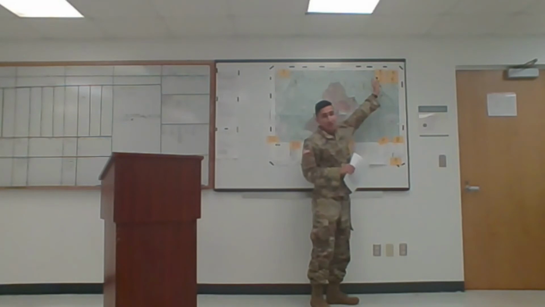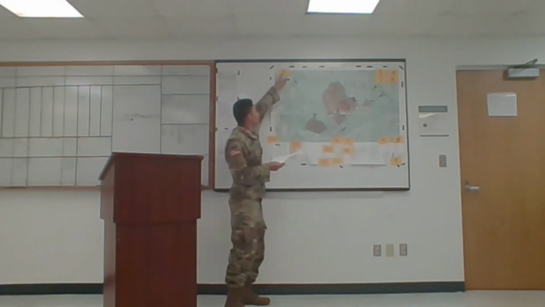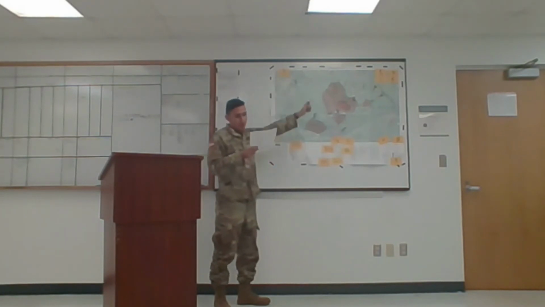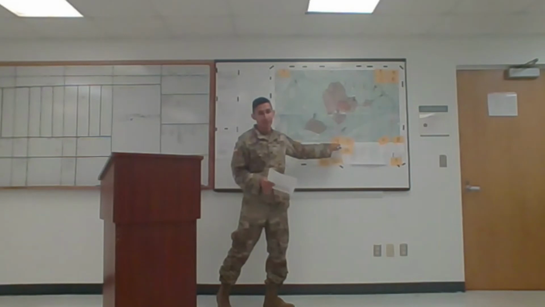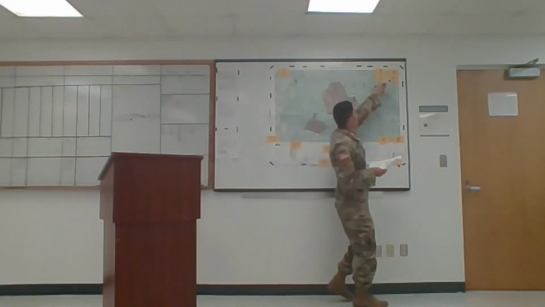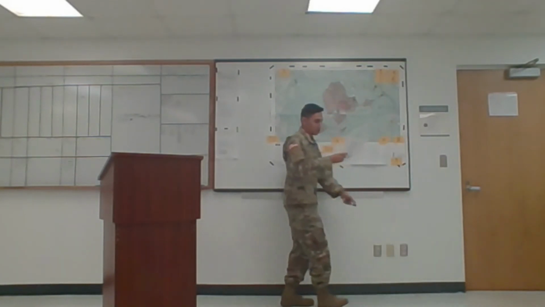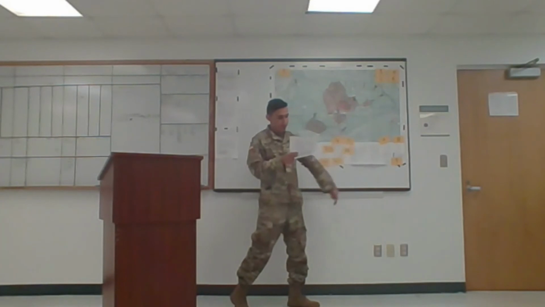Number 2, the sheet number. Number 3 is the series name. It's going to be up here. Number 4 is going to be right here. It's going to be the scale. Number 5, the series number. Number 6 is the edition number. It's going to be next to number 5.